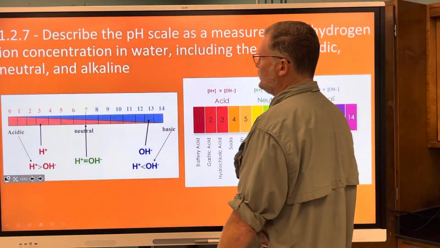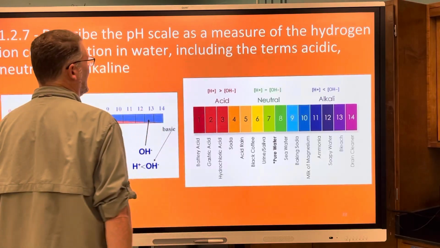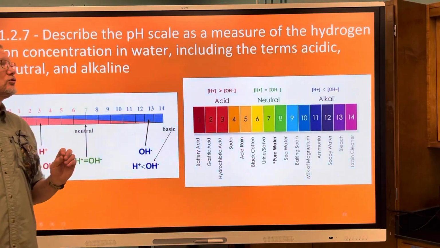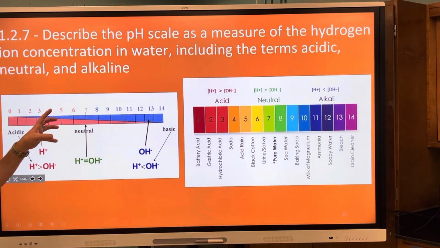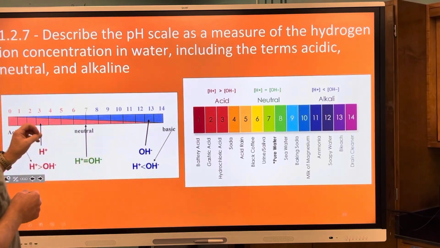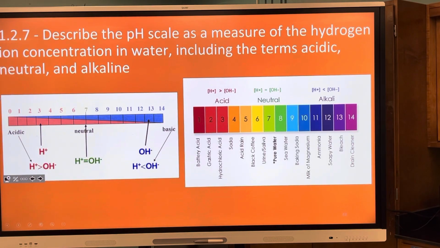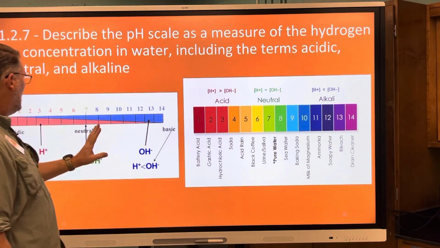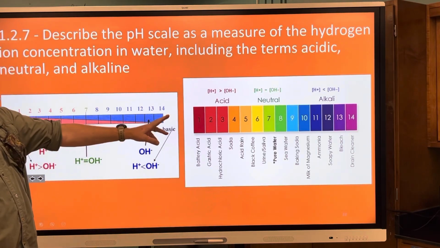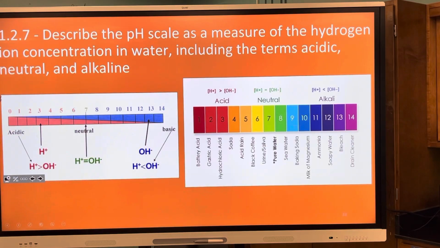All right, slide 22. We're going to describe the pH scale as a measure of the hydrogen ion concentration in water, including the terms acidic, neutral, and alkaline. This is a review. Those of you who had physical science in 8th grade or in 9th grade, you know this very well, okay? Or chemistry.